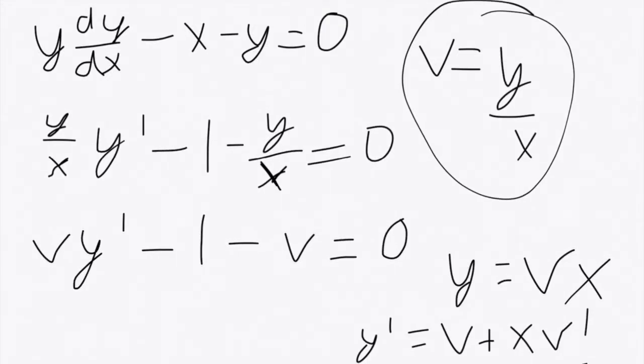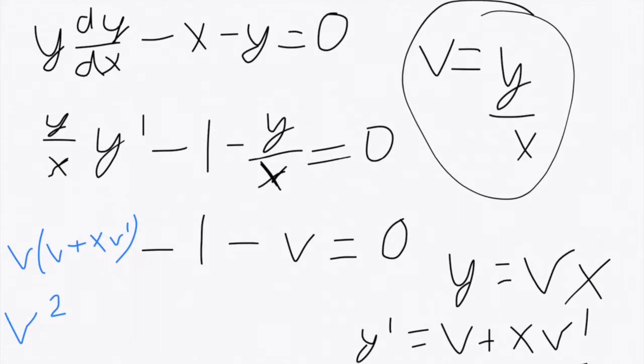And we're going to substitute this expression into our expression for y prime. So if I were to replace this term, we'd have v plus xv prime, minus 1 minus v equals 0. Now what we're going to do is expand this expression. Over here you get v squared plus xv prime equals 1 plus v.